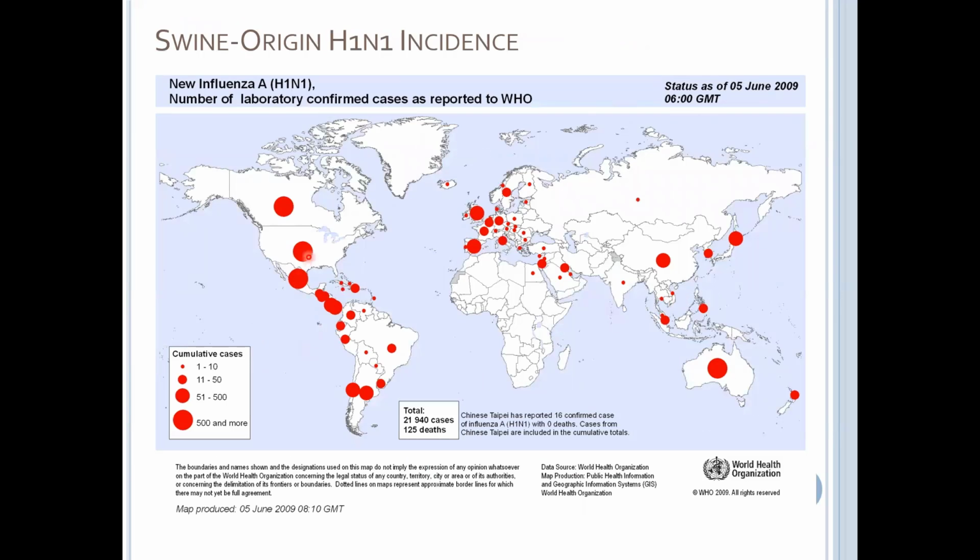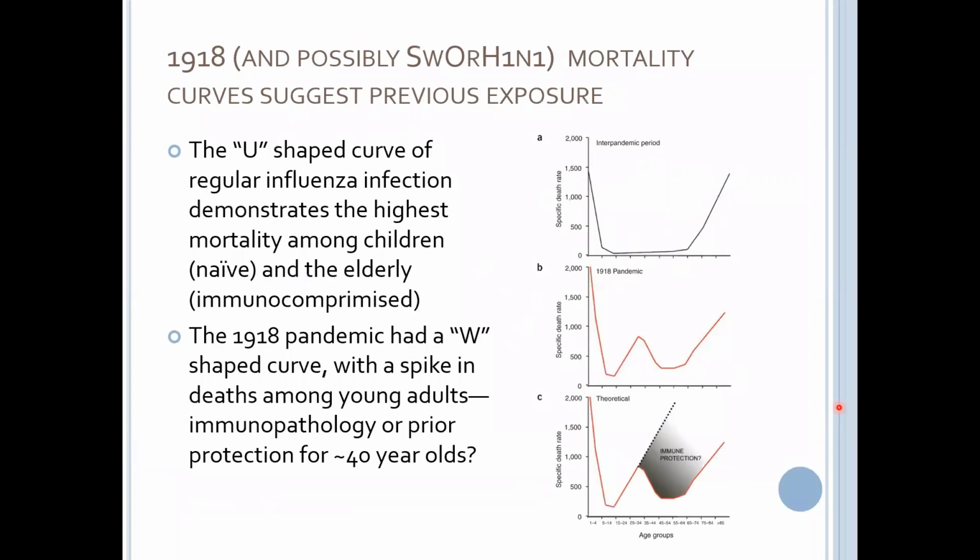Okay, so this is the spread as of June 2009 of a virus that had infected maybe only a handful of people by March of 2009. So the virus emerged in Central South America and California in February, March, and by June, a third of the world was probably infected. And so why did people not get very sick?